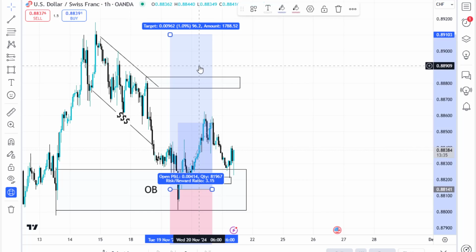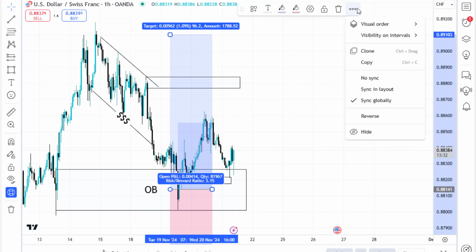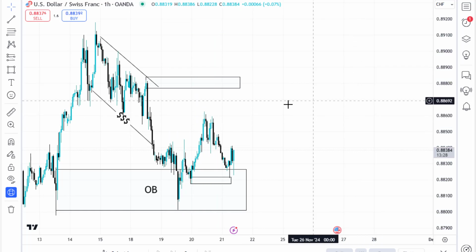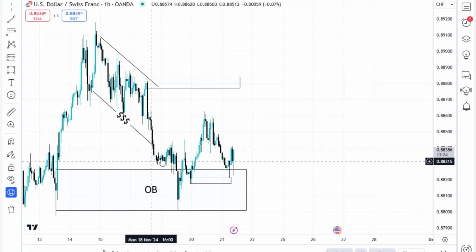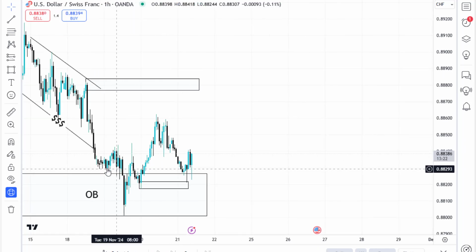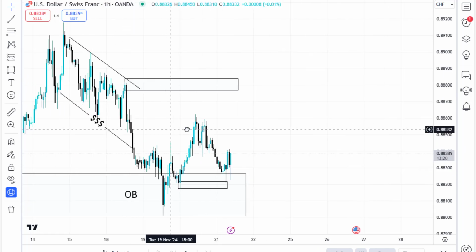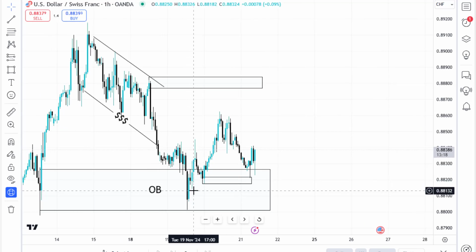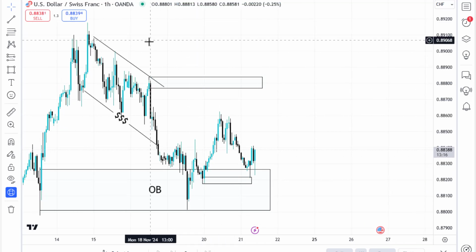Let's hide this for now, and then we look at the ones that are available. At this point in time, after mitigating this zone, price rejected, created equal lows, and then we had liquidity cleared below here, giving the momentum for price to move up.